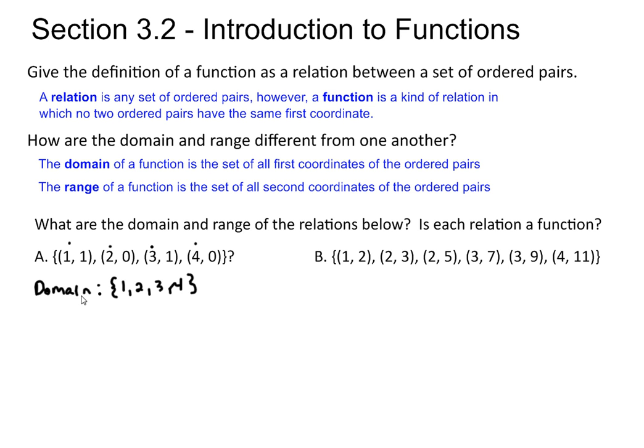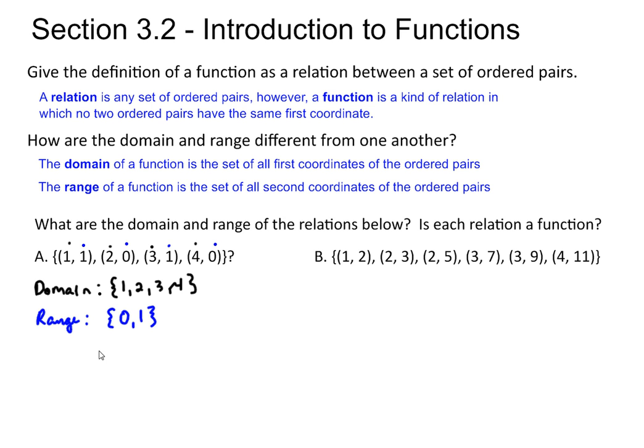How about the range? The range is defined as the set of all the second coordinates in the ordered pairs. So if we look at all our ordered pairs right here, we have 1, then we have 0, then we have 1 again, then we have 0. So it appears that our range really only consists of two numbers. In this case, that's 0 and 1.